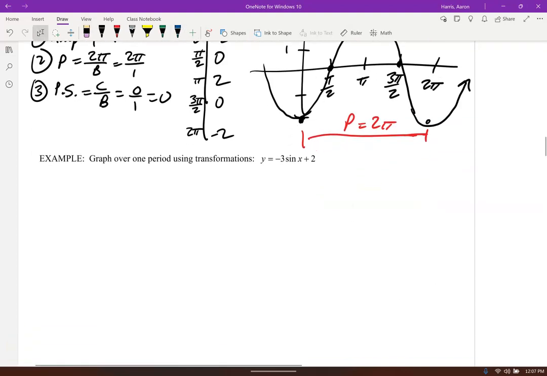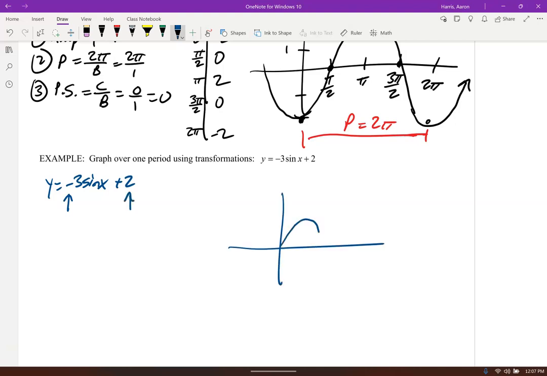Alright, so this one we got negative 3 sine x plus 2. So just to get a feel for this, that'll reflect it about the x-axis, it'll vertically stretch it, and it'll bump the whole thing up 2. So if this is your sine function, then we flip it around. Here's your negative sine.